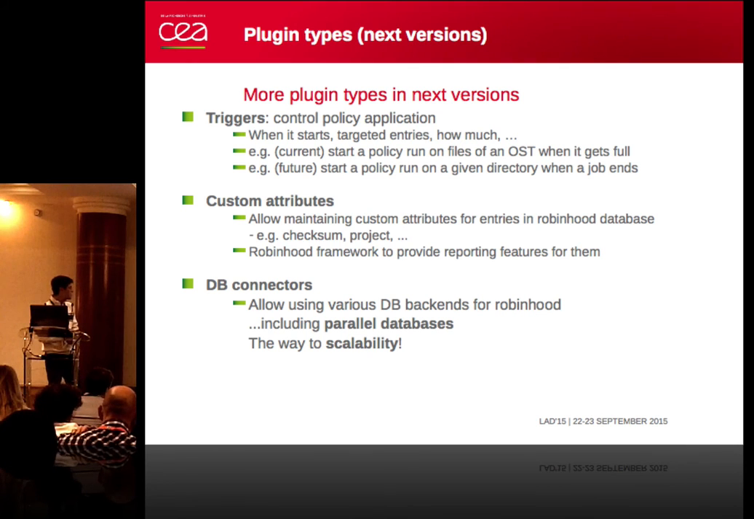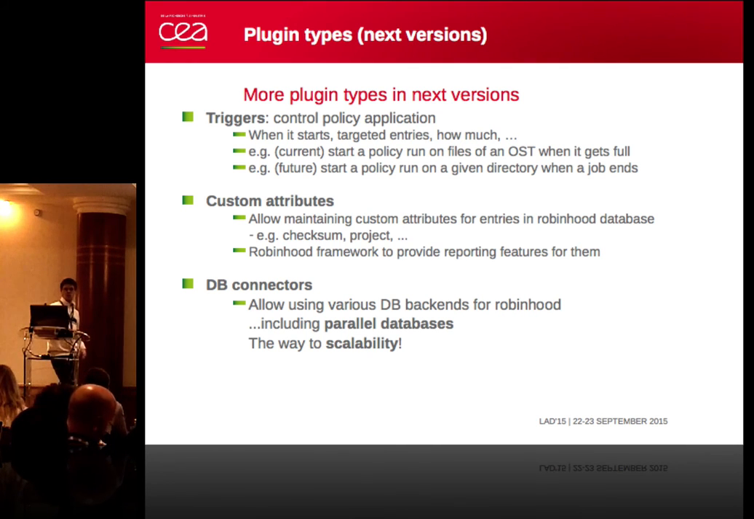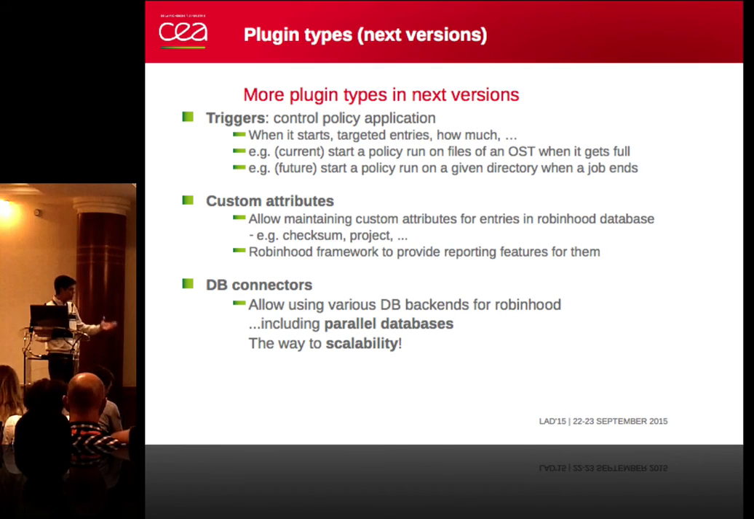And last but not least, currently Robinhood relies on a MySQL database. At the time we made this decision, it was for performance considerations. We did a comparison between MySQL and PostgreSQL, and also MySQL was maintained by Sun, just like Lustre. So it was a natural choice to choose MySQL.